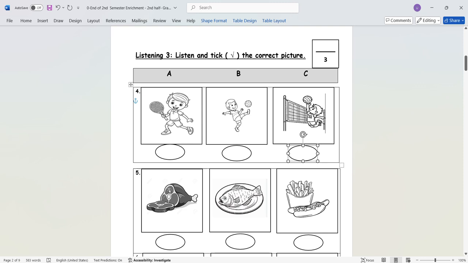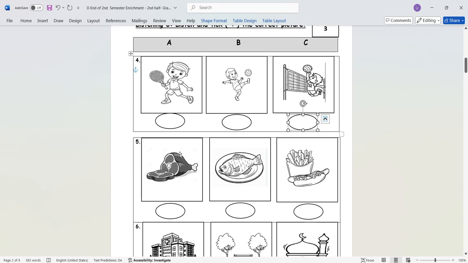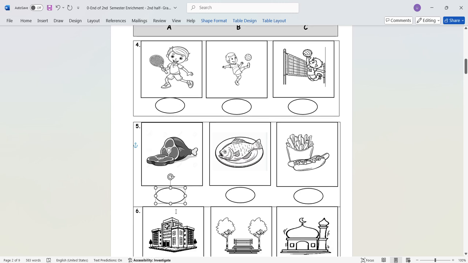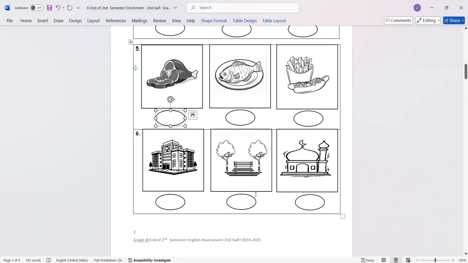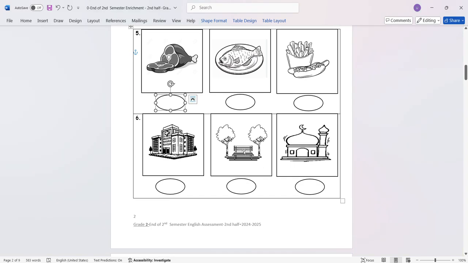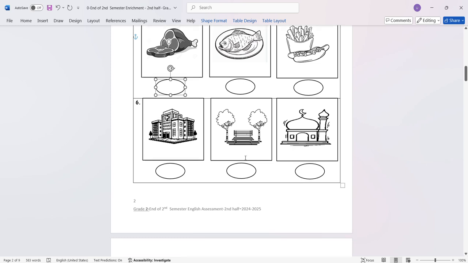Okay, picture number 5. Meat, meat. So we check which one is meat. This picture is meat. So we tick right here. Now we move to number 6. For example, if we listen the word park, which one we tick right? Yeah, exactly. We listen to the word park, so we tick right here.